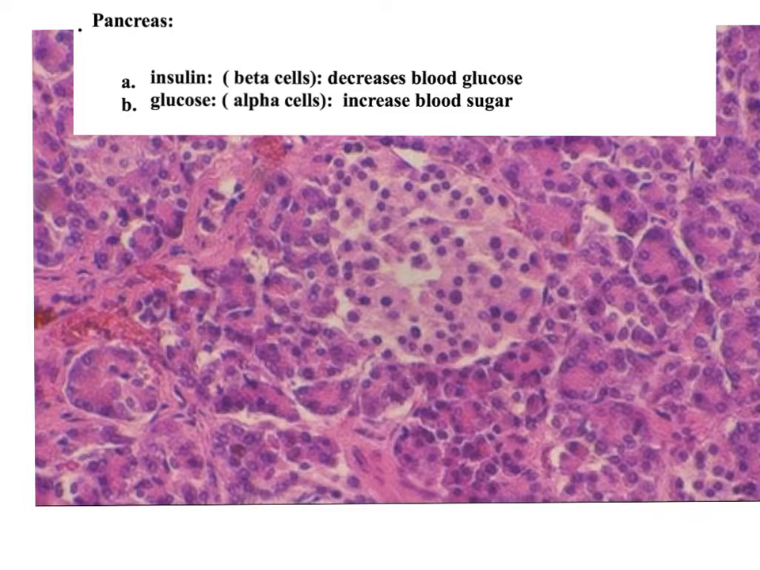In addition, the exocrine portion of the pancreas is this outer area, and the cells in this outer area are known as acini cells, and these have various secretions that function as enzymes for digestive purposes.